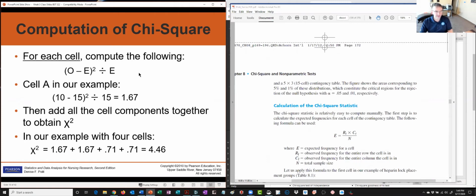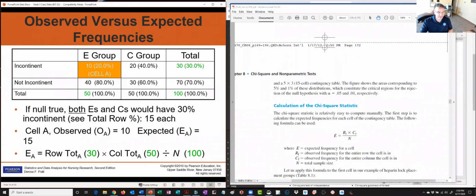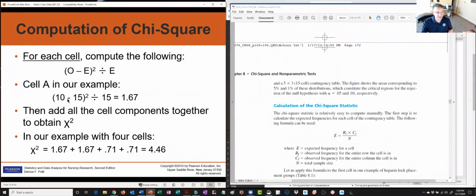So for each cell, we're going to calculate the observed and expected. And again, we're going to add those all up. So going back to this one, if nothing was going on, we should have 15 in that group, not 10. So then we just take the 10, the observed, minus the 15, square it, divide it by the expected count, and we get 1.67. Then we do that for all the cells, and the software is going to do that for us normally, add it up, and that gives us our chi-square value.